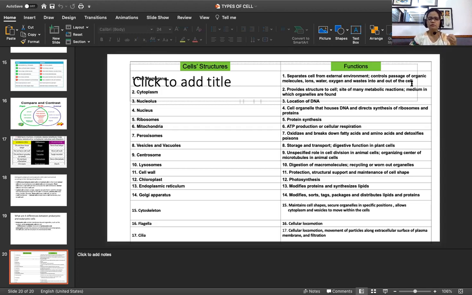Okay, how about ions, waters, and oxygen? So they can just pass through without using the channels. Okay, so cytoplasm, okay na tayo dito. Nucleus is the location of DNA.